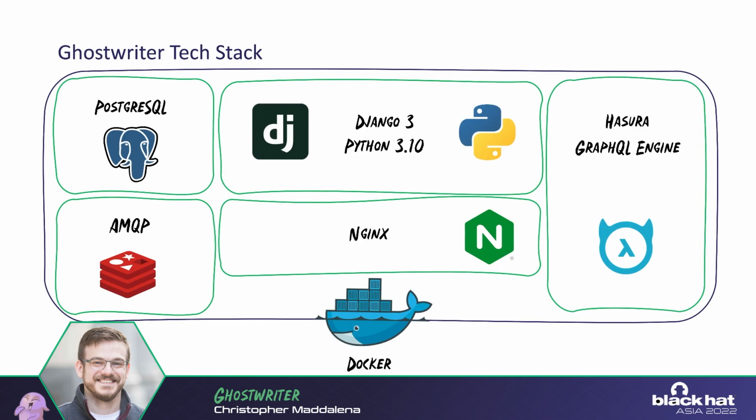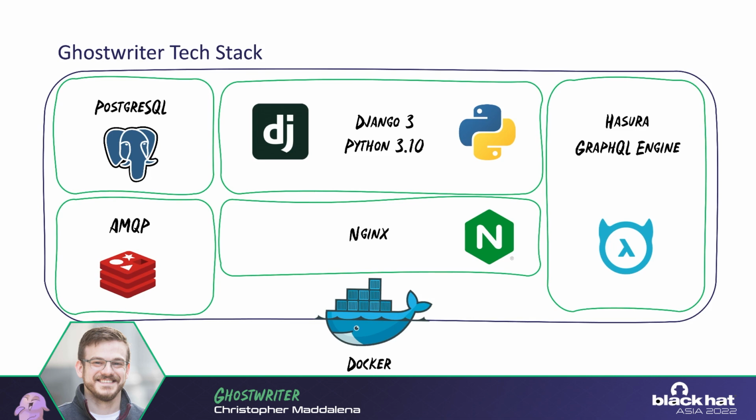If you've never seen Ghostwriter before, just a quick look at the tech stack so you know what's going on behind the scenes. Ghostwriter is a Django application, which means that everything behind the scenes is Python 3.10, and everything has been Dockerized. So we have multiple Docker containers. We have a PostgreSQL Docker container for the backend database, a Redis container for the automated message queuing and processing.